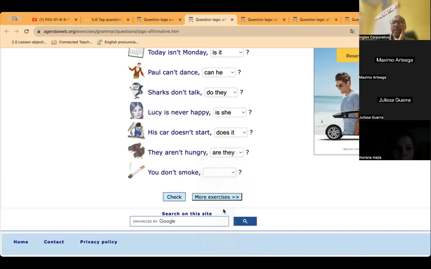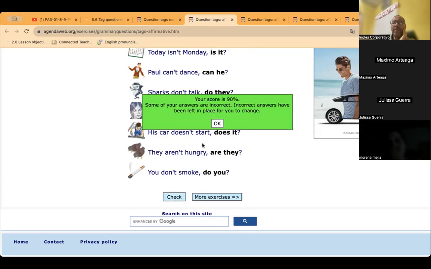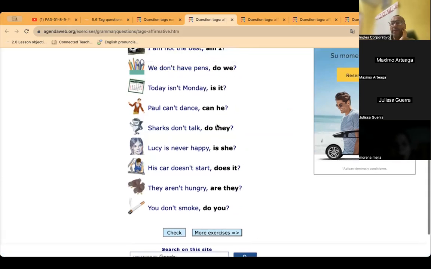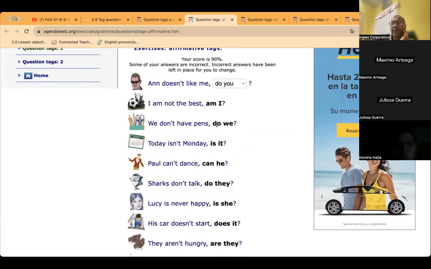Do you? Okay. Pretty good. We do have a mistake. Yes, Maximo? The statement: Lucy is never happy. The word never transforms the sentence into negative. Correct, because never is negative. Okay. Good. Only one little mistake here.